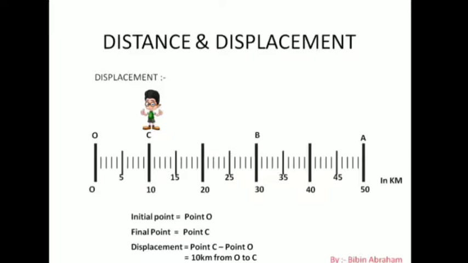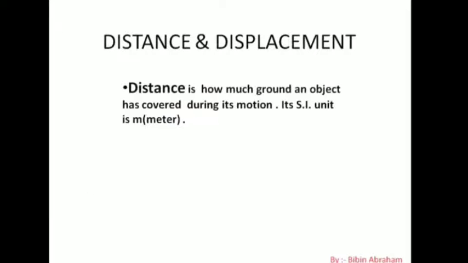Now, distance, let me try to explain it. Distance is how much ground an object has covered during its motion. In the first case, he traveled from O to A, that is 50 kilometer, then from A to C he traveled 40, so 90 kilometer he has traveled in total. That is your distance. That is your individual choice, right?